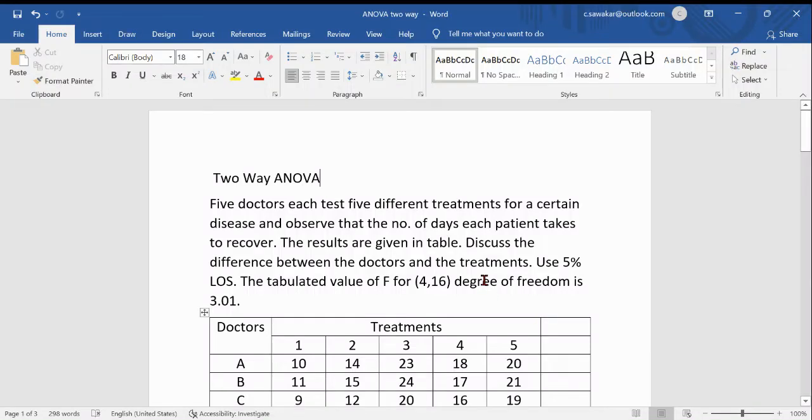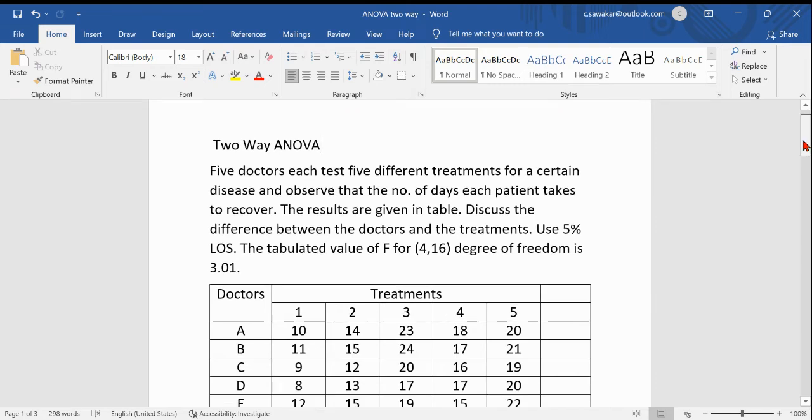Hello students. In this video we are going to look at the two-way ANOVA. I had already explained what one-way ANOVA is, and you know the difference between one-way ANOVA and two-way ANOVA. One-way ANOVA is when the data is collected with reference to only one factor, and two-way ANOVA is when the changes are studied with respect to two factors. Okay, it is a two-way ANOVA problem.